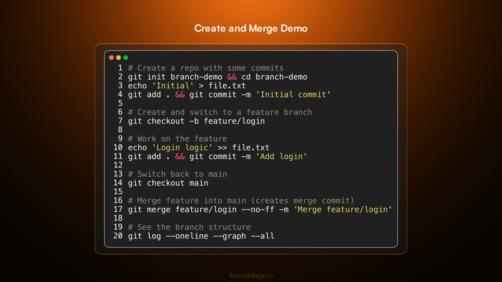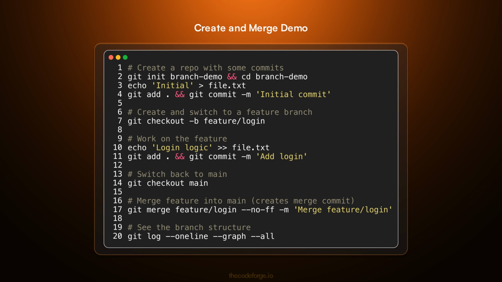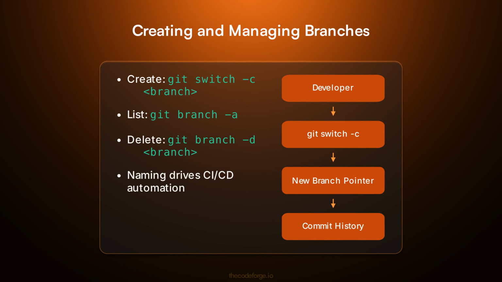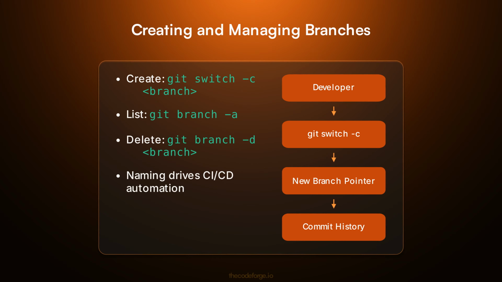Here we create a repo, make a feature branch, add a commit, then merge it back to main with a merge commit. The --no-ff flag forces a merge commit even when fast-forward is possible, preserving the branch structure in history. Branches are cheap and easy to manage. Use git switch -c to create and switch in one command. List all branches with git branch -a and delete merged branches with git branch -d. Consistent naming like feature/ enables CI/CD automation and branch protection rules.